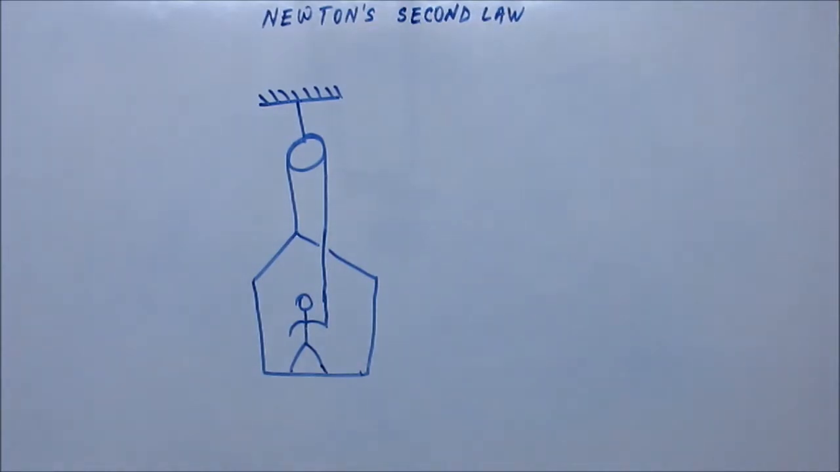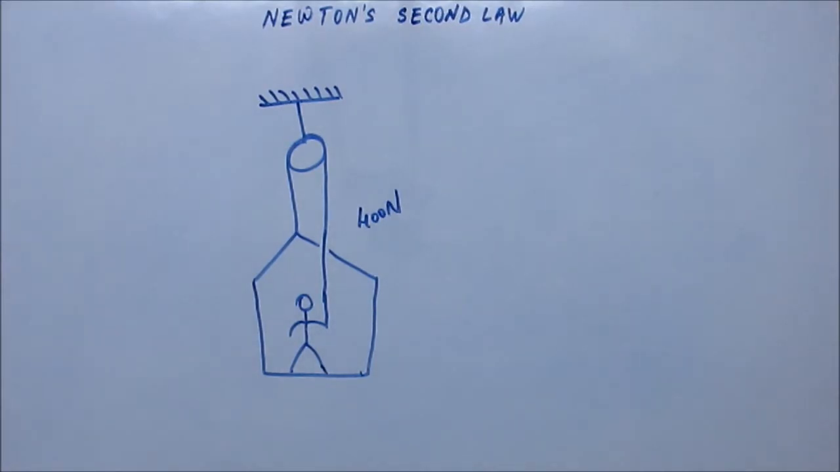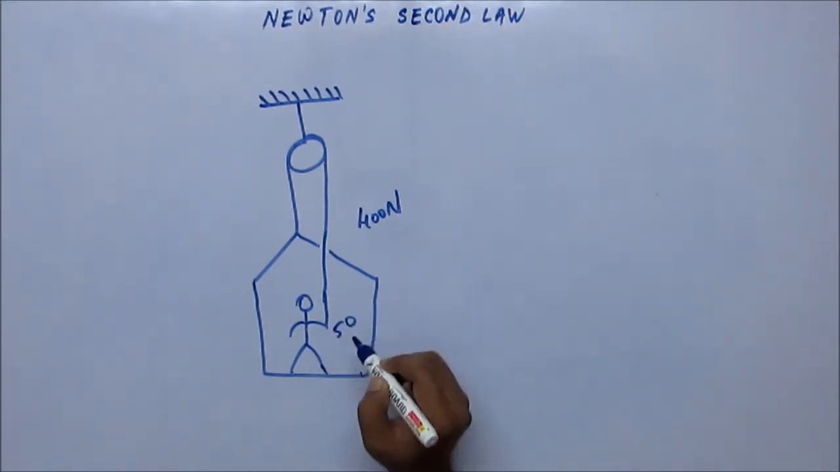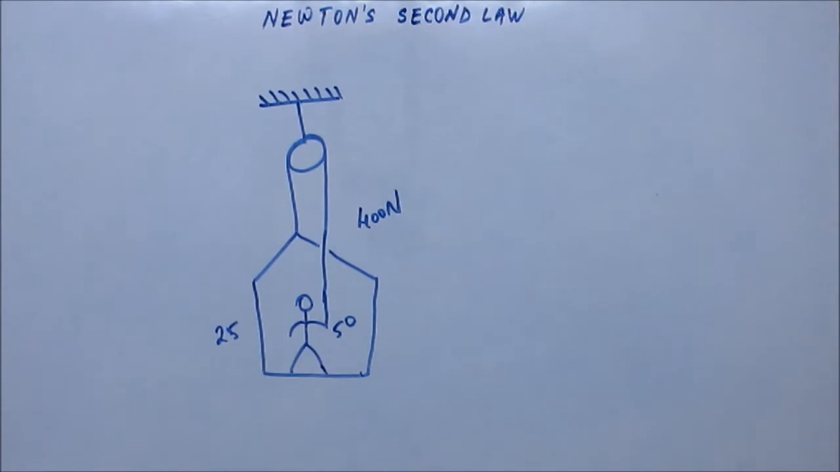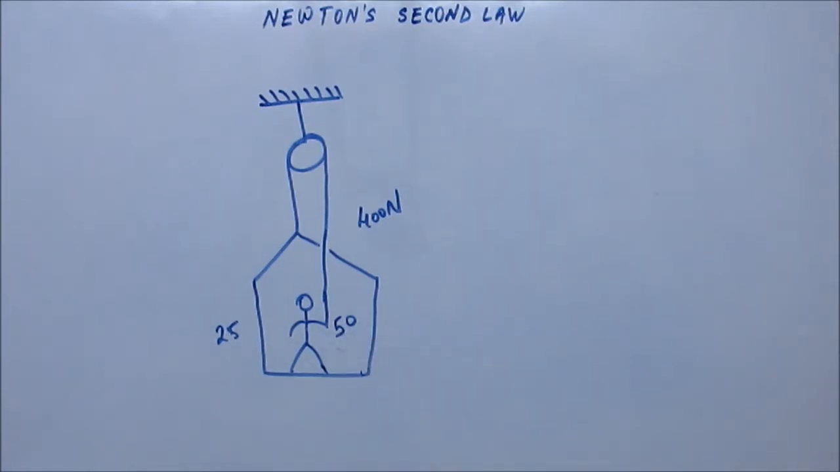Right? So the question is, if the man is applying 400 Newton of force, and suppose the mass of the man is 50 kg and the mass of the lift is 25 kg. The man is applying 400 Newton of force on the rope. Then with what acceleration will the lift go up, and along with it the man? With what acceleration will the system of lift and man go up?